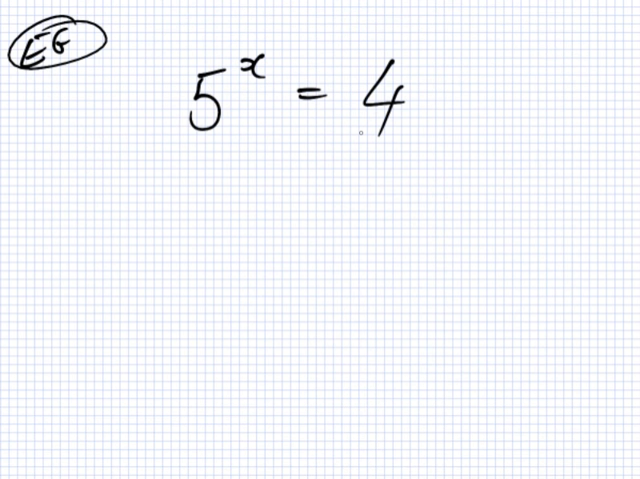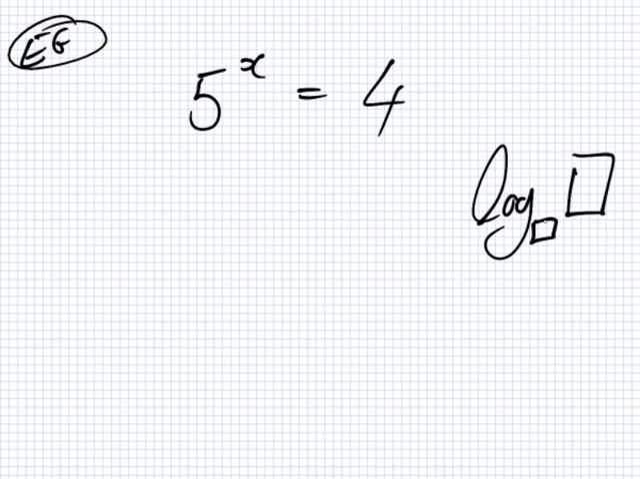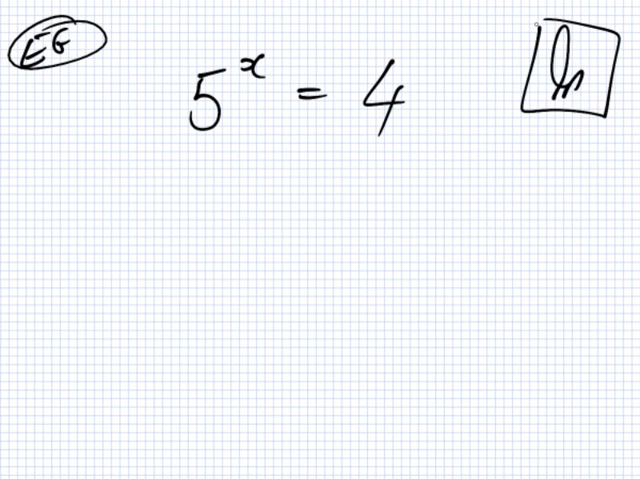Okay, so what about something like this, for example? 5 to the power x equals 4. Now we can't do what we did last time because it's a 5 and it's a 4. And some people don't have this option on their calculator where they can change the base. 5 to what power makes 4. But everybody has this on their calculator.